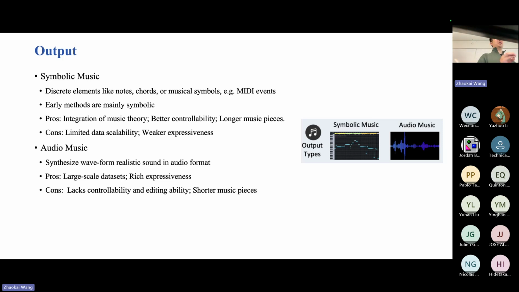But for audio music, you can directly generate the music end to end. So the pros and cons of audio music are basically the opposite of symbolic music. The pros are that you can have large-scale data sets and rich expressiveness, but the music lacks controllability and editing ability because it's end-to-end. You just input a text, video, or image, and you generate the music. You cannot edit the music directly; you can only regenerate it. And also because of the computational cost, the music pieces are very short compared with symbolic music.